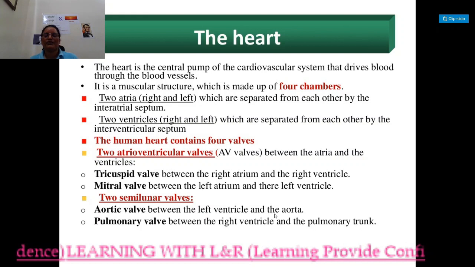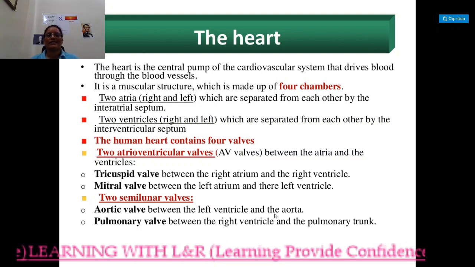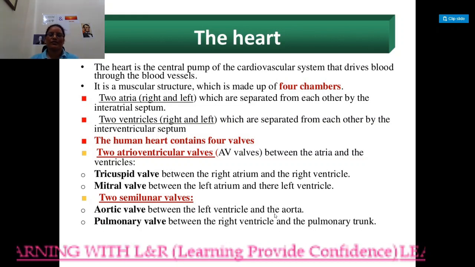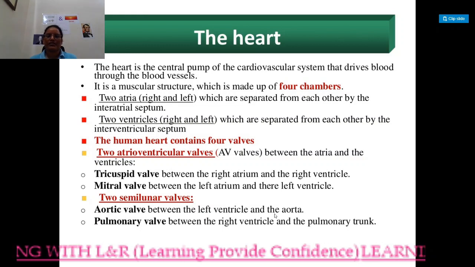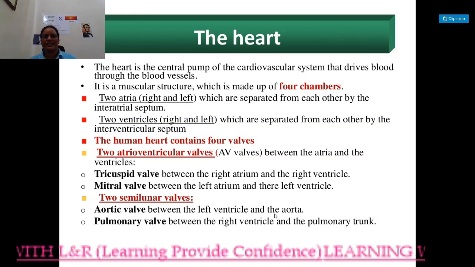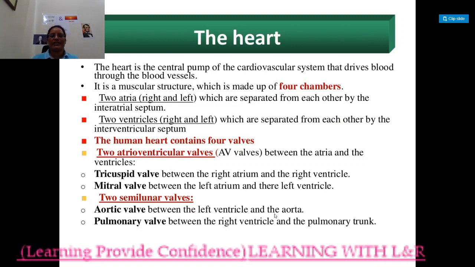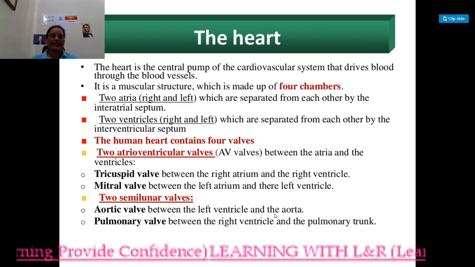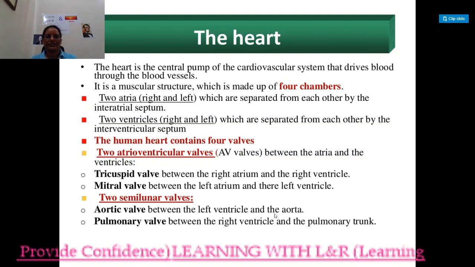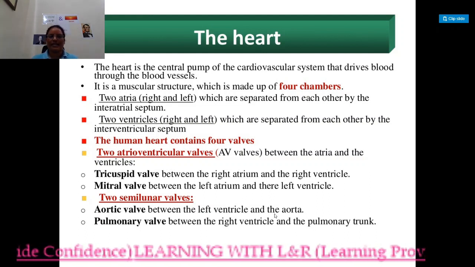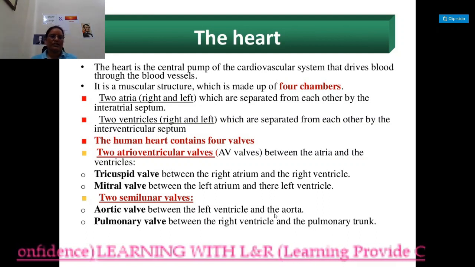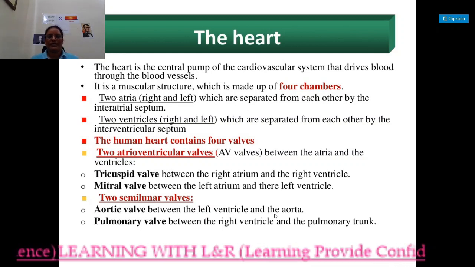Today we are going to discuss a new topic, that is congestive heart failure. Before that, we are going to discuss what the heart is. The heart is the central pump of the cardiovascular system, which consists of four chambers: two atria, right atrium and left atrium, and two ventricles, right ventricle and left ventricle. There are four valves: two atrioventricular valves, that is the tricuspid valve and mitral valve, and two semilunar valves, that is the aortic valve and pulmonary valve.